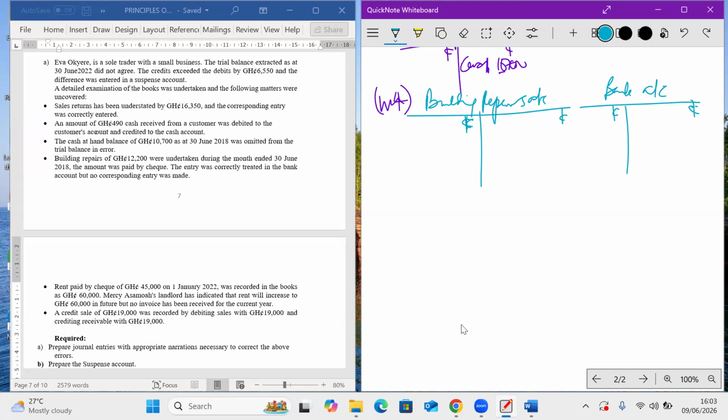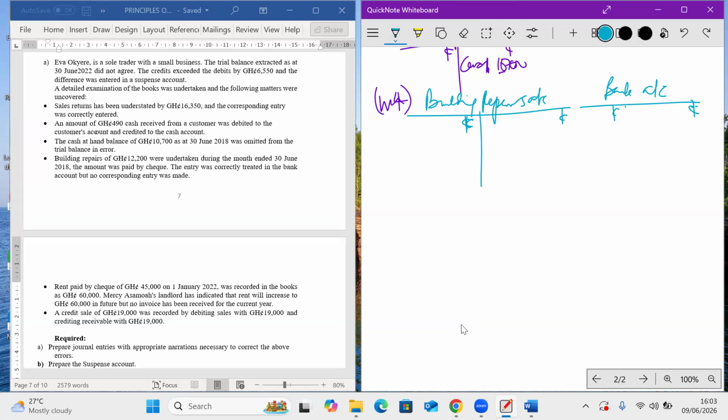Okay. So 12,200 will be at the debit side of the bank account. Bank account is like cash. We mostly use bank when we are dealing with checks. But if the payment or receipt is by cash, we use cash book or cash account. If it's by check, we use bank. So just as cash has the debit side for receipts and the credit side for payments, so is the bank account. Debit side is receipts. Credit side is payment.